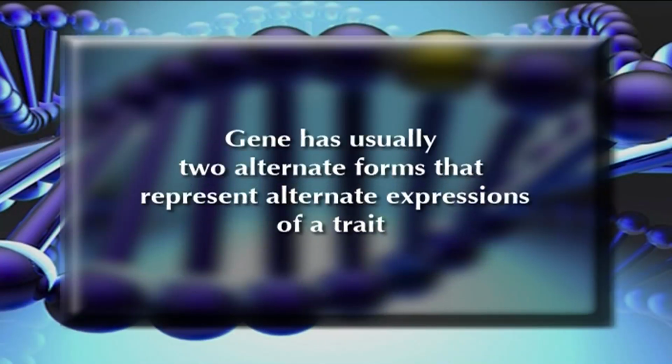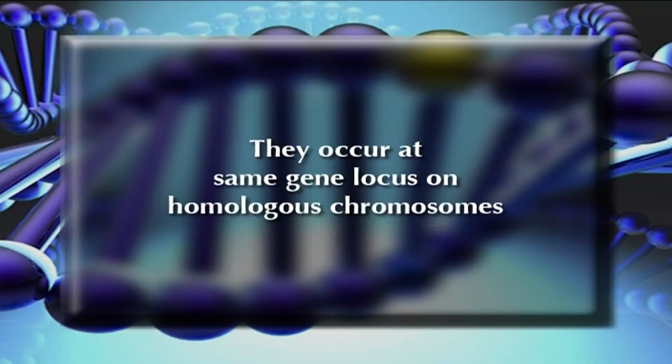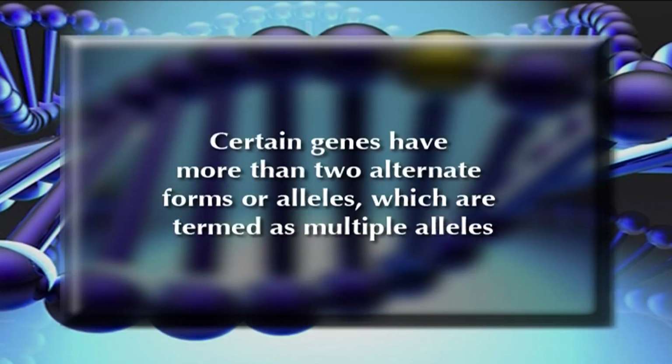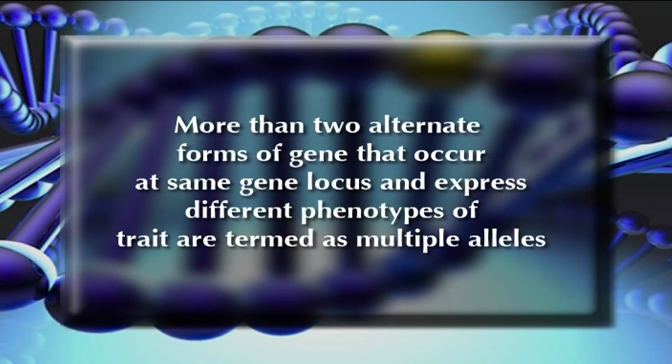A gene usually has two alternate forms that represent the alternate expressions of a trait. They occur at the same gene locus on the homologous chromosomes. Certain genes have more than two alternate forms or alleles, which are termed multiple alleles. Thus, more than two alternate forms of a gene that occur at the same gene locus and express different phenotypes of the trait are termed multiple alleles.